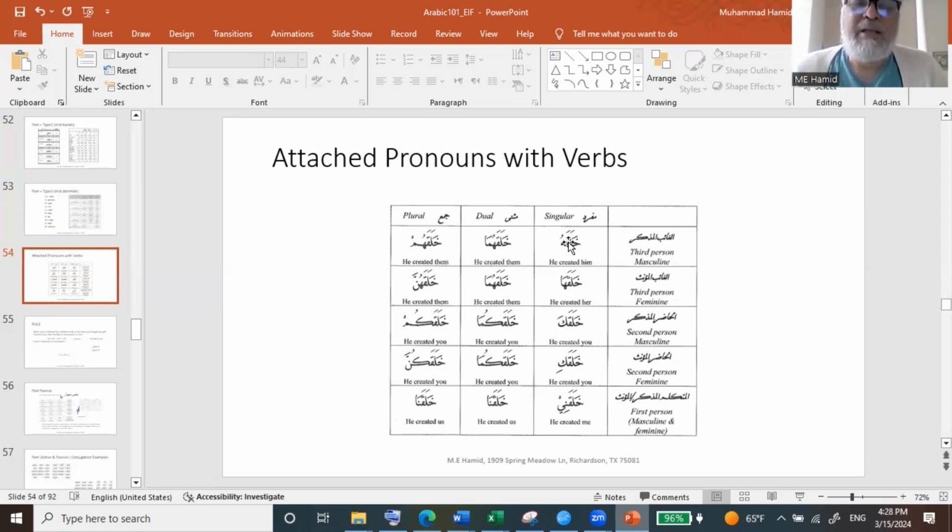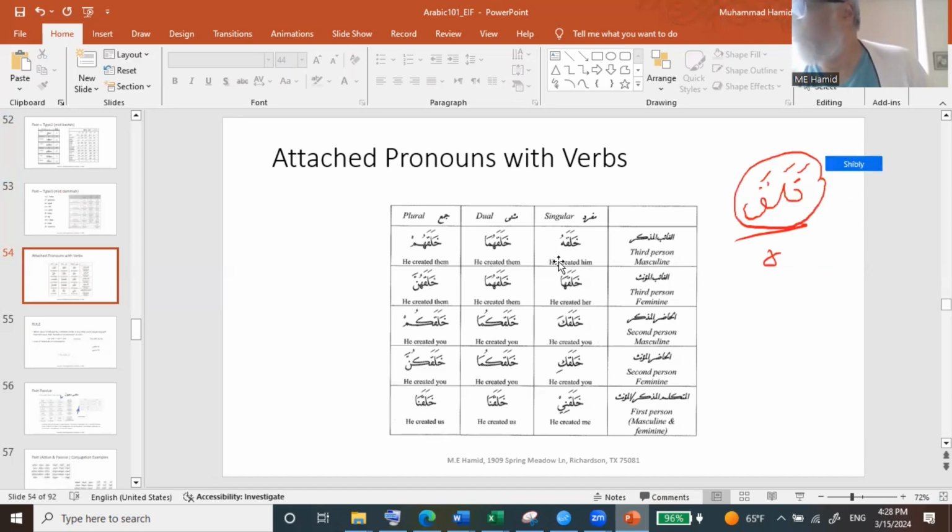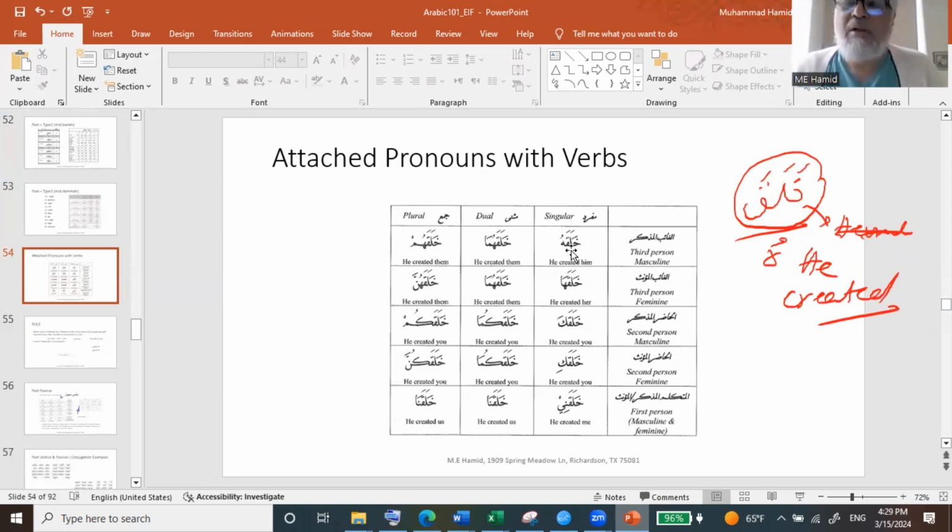Now the last thing we want to see is how, if we add a pronoun to a past tense verb, the meaning changes. So let's take khalaqa and add the pronoun hu, huma, hum to the verb khalaqa. Khalaqa means he created, first the third person singular, khalaqa, and then add the pronoun hu. So khalaqa plus hu, khalaqahu. It means he created him.